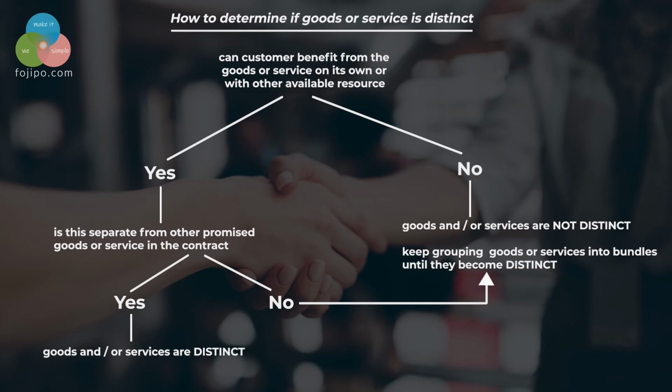You will need to apply judgment and consider all relevant facts and circumstances in order to determine if a good or service is separately identifiable from the other promised goods or services in the contract. The objective is to determine whether the nature of the promise within the context of the contract is to transfer each good or service individually, or instead to transfer a combined output to which the promised goods or services are just inputs.